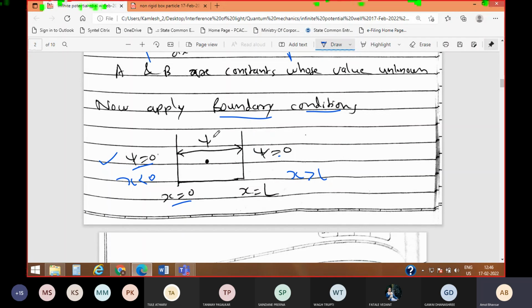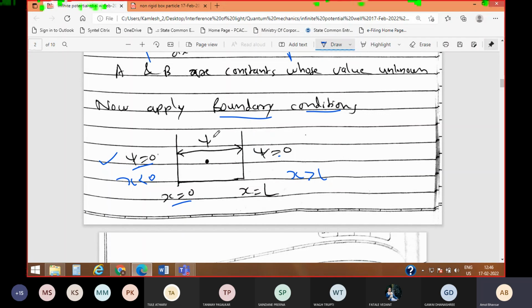So apply this to equation number 2. We are applying this boundary condition, that is psi of x equal to 0 is equal to 0, for equation number 2. What is our equation number 2? Equation number 2 is this one: psi is equal to a sine of kx plus b cos of kx. So this is our equation number 2. We put the value of x as 0 in this equation.